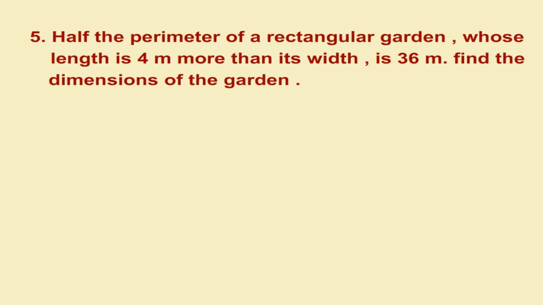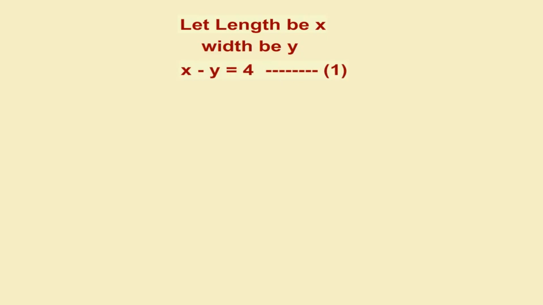The perimeter of a rectangular garden whose length is 4 meters more than its width is 36 meters. Find the dimensions of the garden. Let length be x, width be y. The difference between length and breadth is 4. Therefore, x minus y is equal to 4.